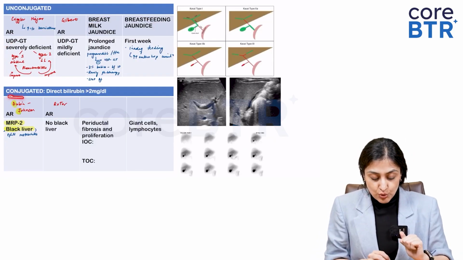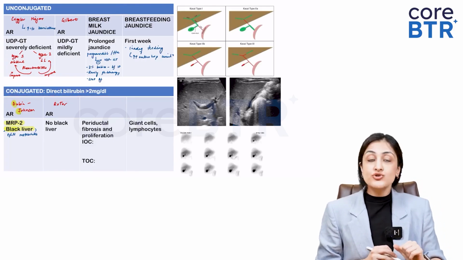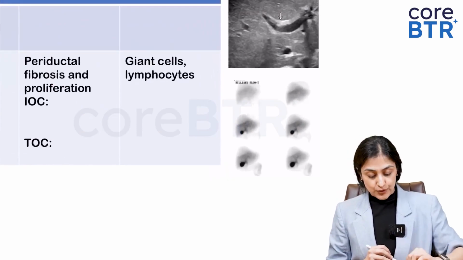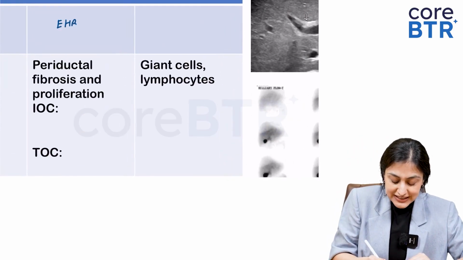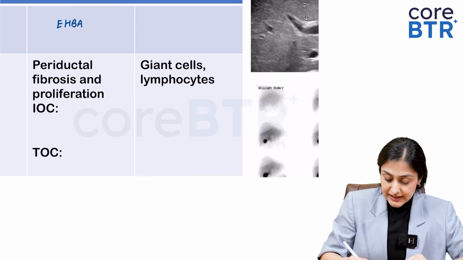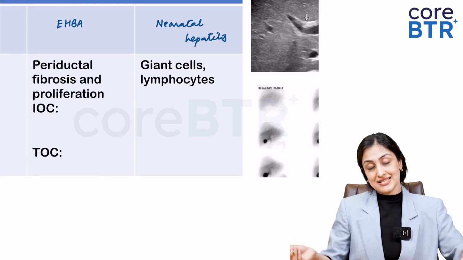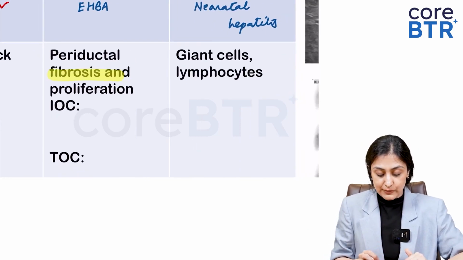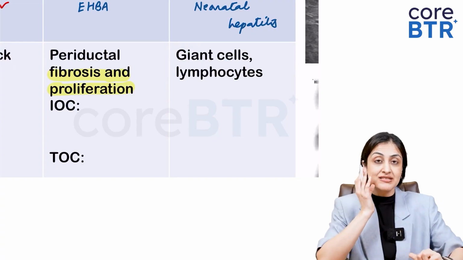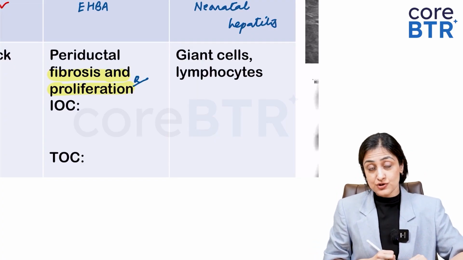Then we go into 2 causes of obstructive jaundice, which is nothing but conjugated hyperbilirubinemia. Very, very important. One is extrahepatic biliary atresia. Second is neonatal hepatitis. Neonatal hepatitis on biopsy will show us giant cells, lymphocytes, whereas EHBA on biopsy will show you periductal fibrosis proliferation leading to the ducts getting occluded. So this is what was tested once as a diagnosis question.